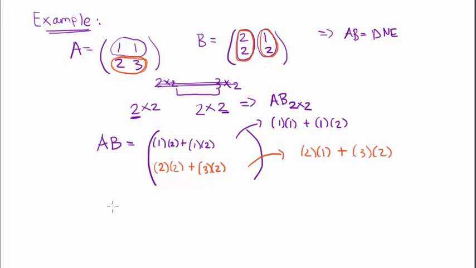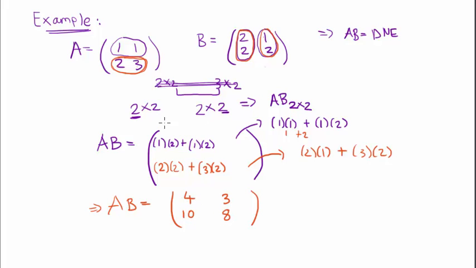Right? And then you simplify that, so AB is equal to, what is it? 1 times 2 is 2, and then 1 times 2 is 2, so 2 plus 2 is 4. 1 over here, and then 2 over here, so that's 3. And then 4 plus 6 is 10, and 2 plus 6 is 8. Alright, so A times B is equal to this matrix 4, 3, 10, 8.